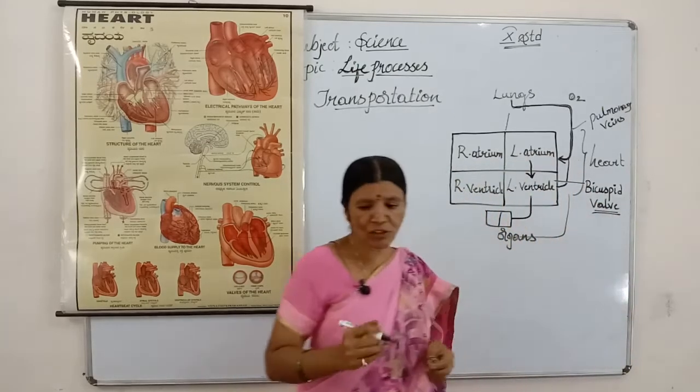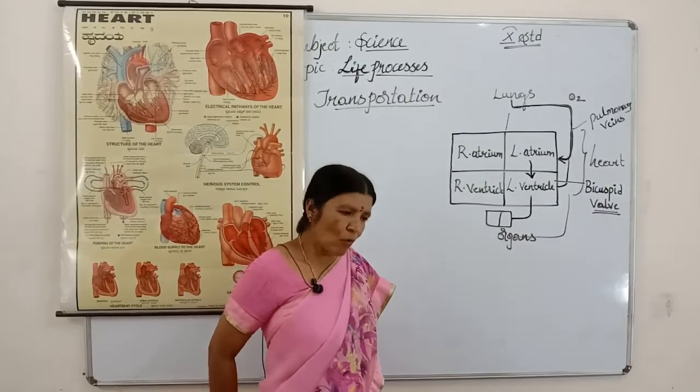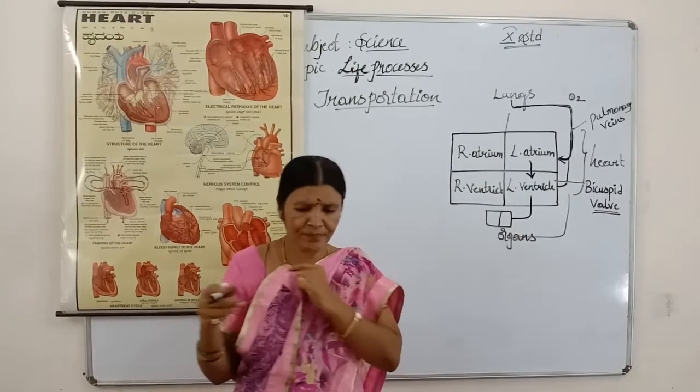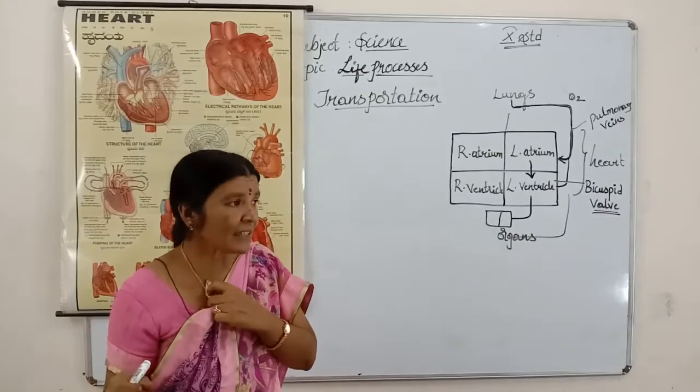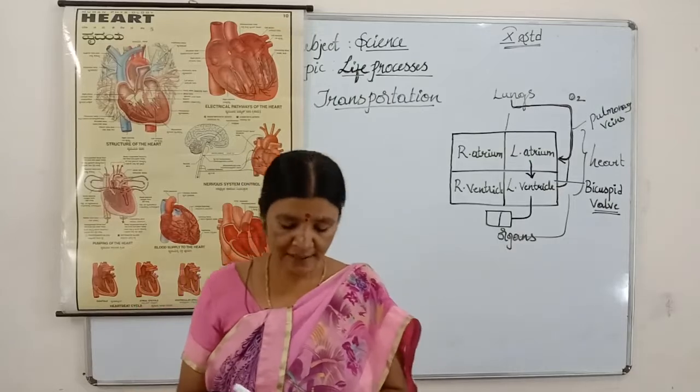They may ask you the question, what is the function of the bicuspid wall or the wall present in the heart? You should say that it prevents the flow of blood in the opposite direction, allowing flow in only one direction.